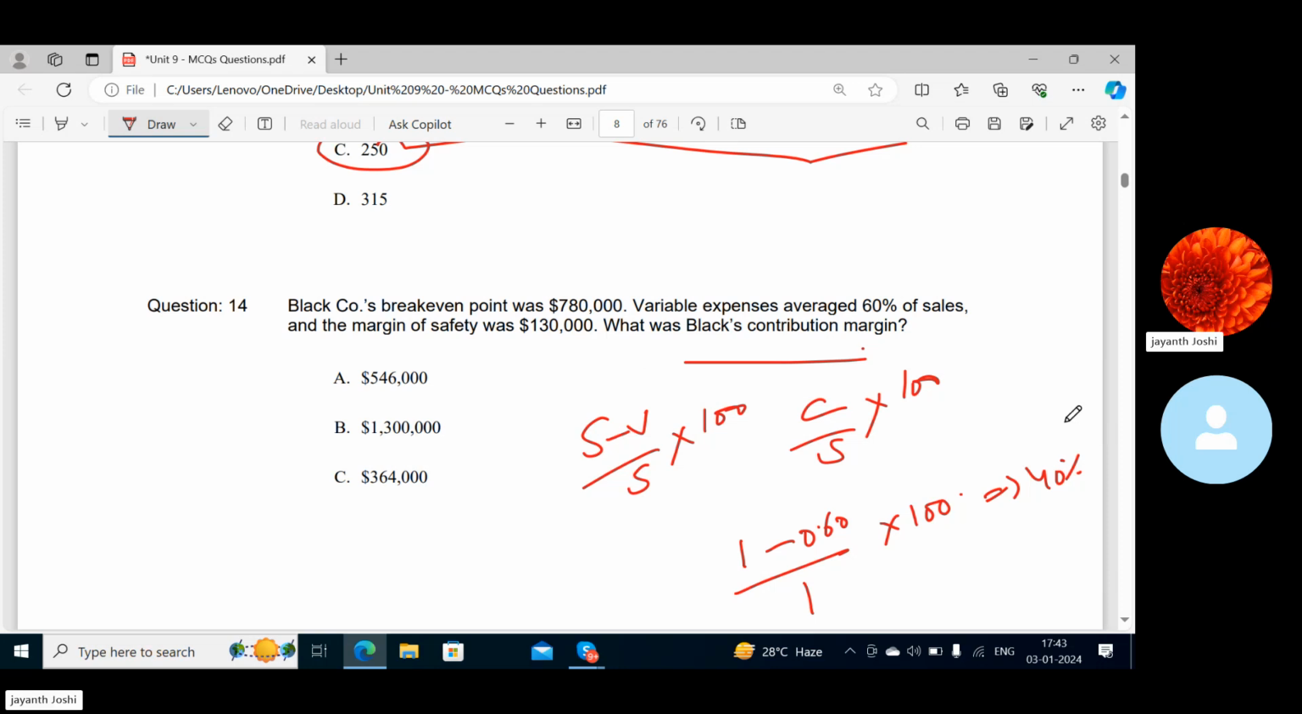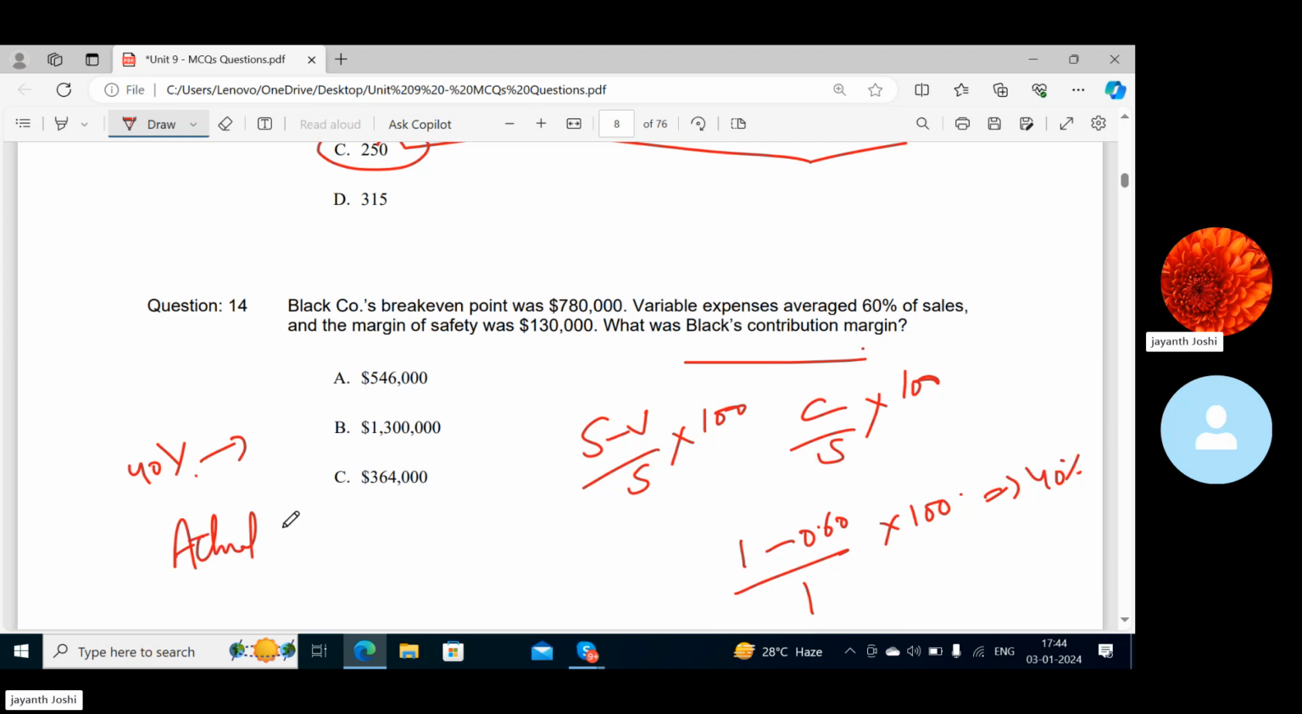How will you find out the sales amount? By substituting in the formula contribution and 100. If 40% is how much contribution? So we have just got this. So break-even point is given as 780.